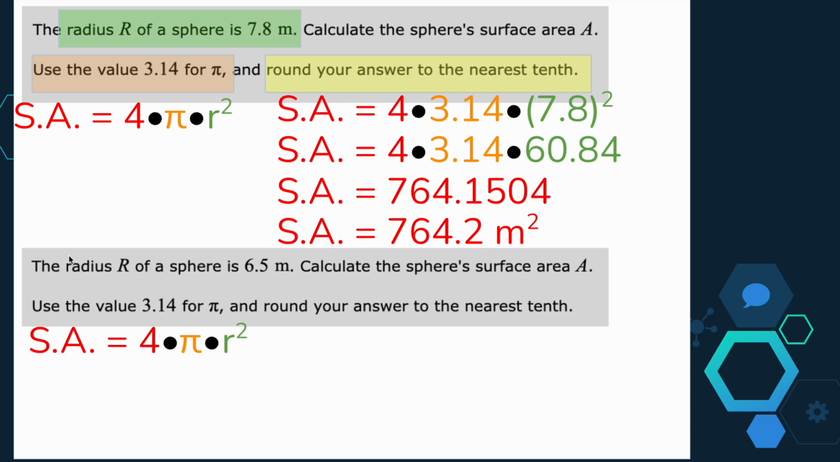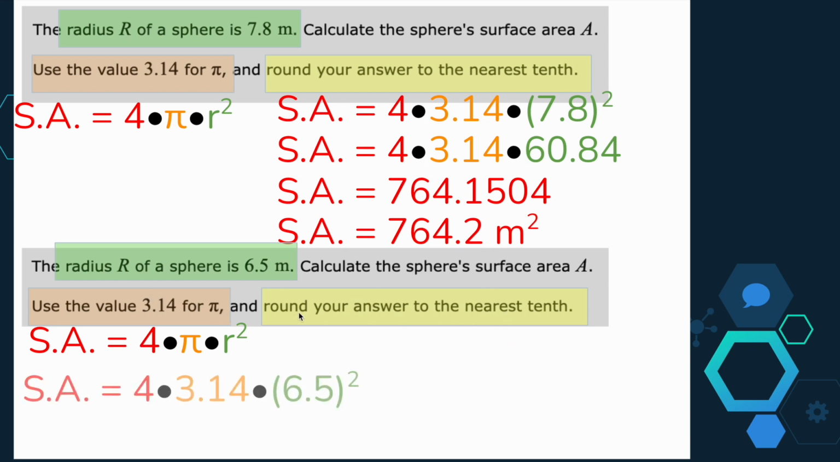All right. So the next one says the radius of a sphere is 6.5 meters. Calculate the surface area A. Use 3.14 for pi and round your answer to the nearest tenth. So again, we have the radius. We have 3.14 for pi, and we're going to round to the nearest tenth again. So exactly the same process here. I'm just plugging in 6.5 this time for my new radius. So I'm going to square that first, and then I'm going to multiply everything together, right?